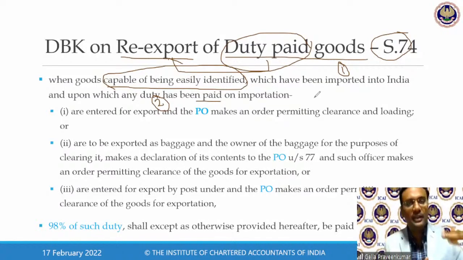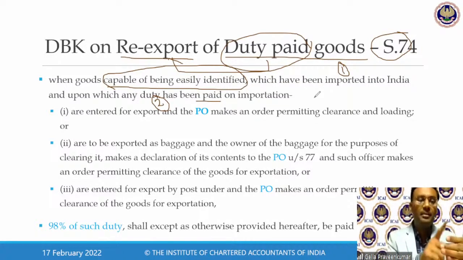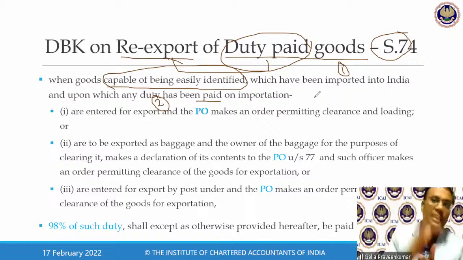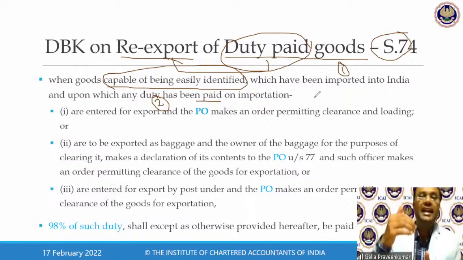So A has imported the goods, A sold to B. B in turn sold the goods to C. C has exported those goods out of India. Now, from the bonded warehouse, the goods have gone out of India. When it has not touched the landmass, when it has not entered the domestic tariff area, where is the question of duty payment?